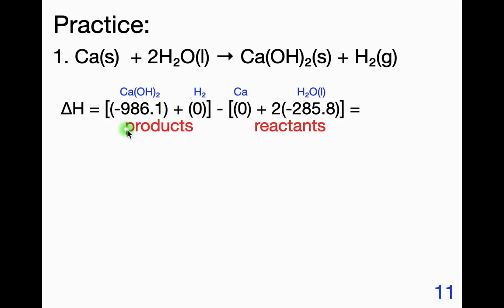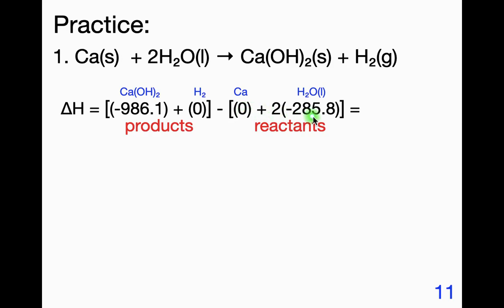Now remember, the equation that we just looked at and boxed says it's the enthalpy of formation of the products minus the enthalpy of formation of the reactants. Inside the brackets, we're simply adding together all the enthalpies of formation. So for the products, these are enthalpies of formation, and we're simply adding them together. And then on the reactants, calcium again is 0.